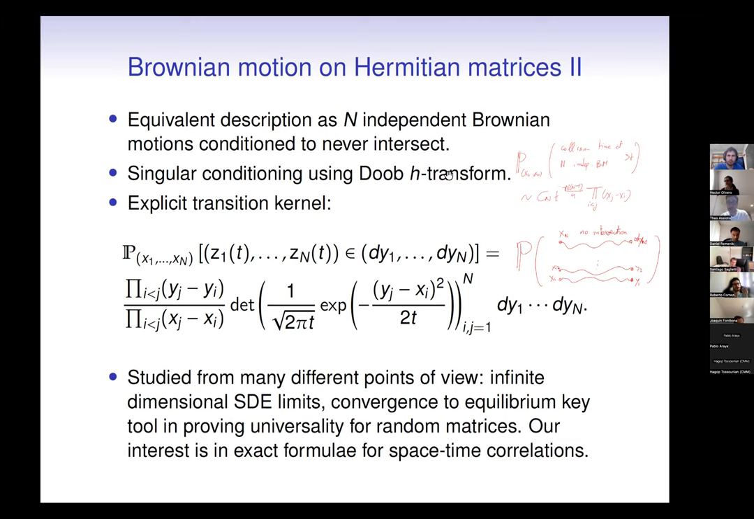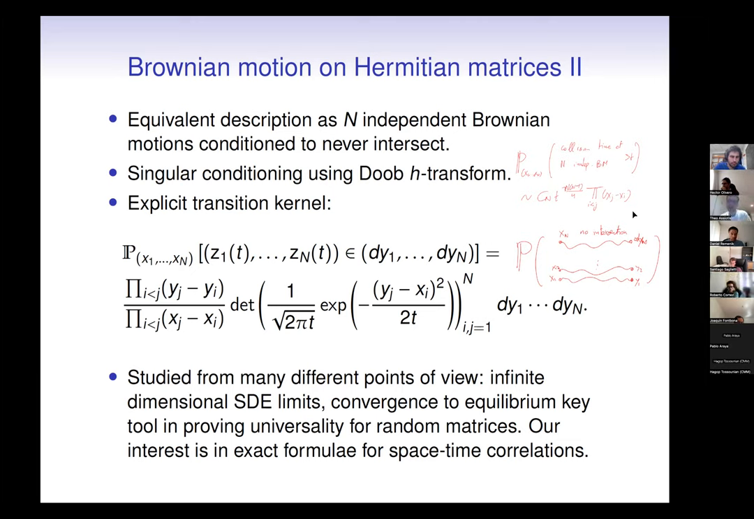But you can still make sense of this conditioning, and what you need to compute is the asymptotics of this collision time. You start n independent Brownian motions from locations x1 up to xn, and you want to see the probability that the collision time is bigger than some t. As t gets large, it goes to zero, and you want to understand how it decays. This has been computed, and it has a power law decay. The important thing is how it depends on the initial condition: we have this product of xj minus xi.